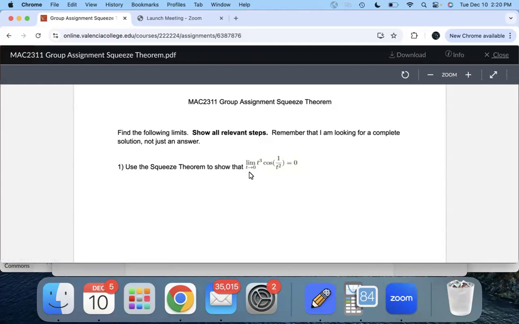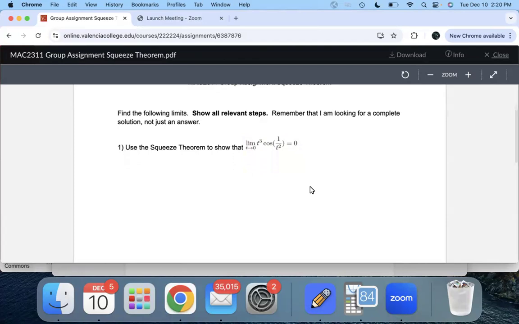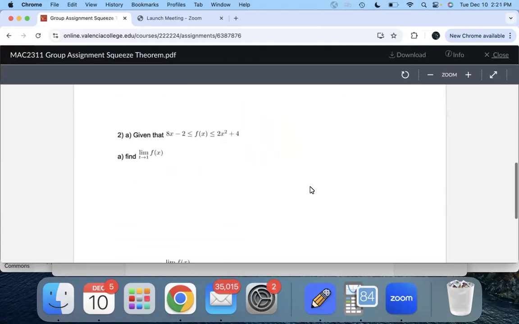And then, if you're using a theorem, you have to quote that theorem. You have to say, by the squeeze theorem, this statement we were trying to prove is true. Make sure you do all of those steps.